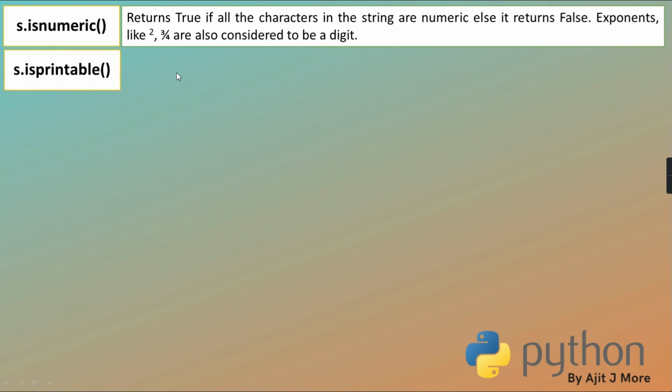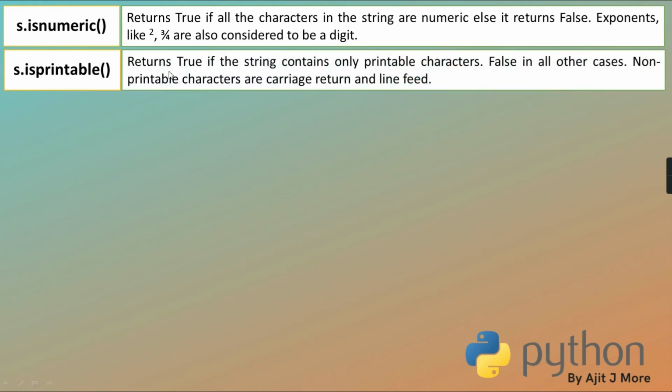Okay. Then coming to is printable. Now it will check whether the string contains all printable characters. Printable means which you will be able to see on the monitor. So if your string contains any characters which are non-printable, it will return false. Non-printable like new line, tab, or just a space. It returns true if the string contains only printable characters, false in all other cases. Non-printable characters are like carriage return, line feed.